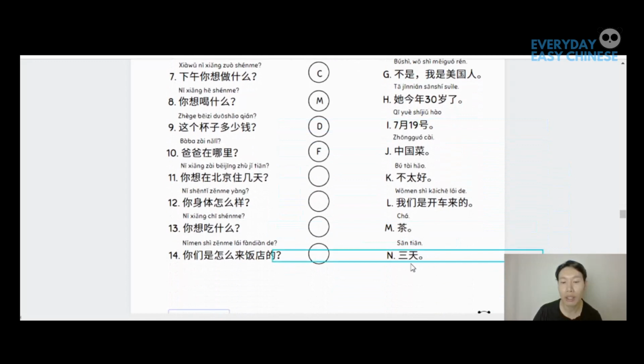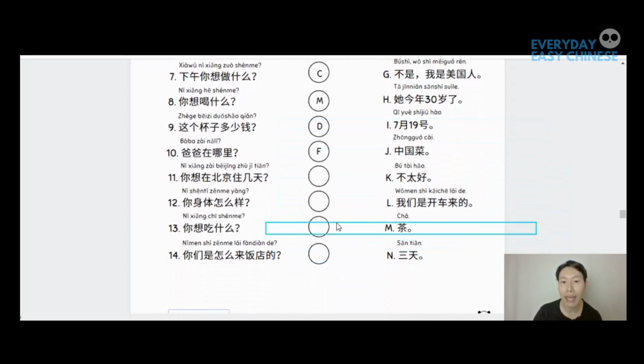你想在北京住几天? How many days do you want to stay in Beijing? So let's look for days. 3天, which means 3 days. So we have 3 days over here.